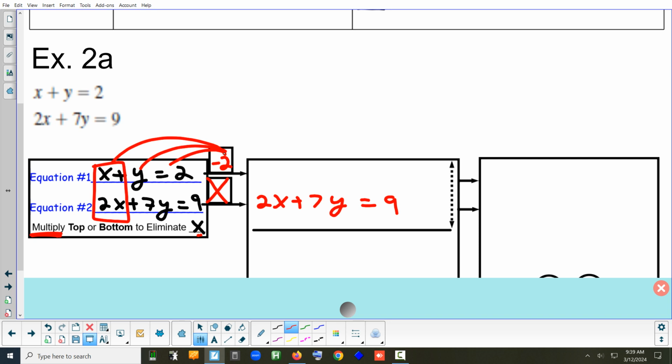So we're going to distribute out this -2 now. What do you get when you distribute -2 to the first term? -2x. Eli, when you distribute to the second term?